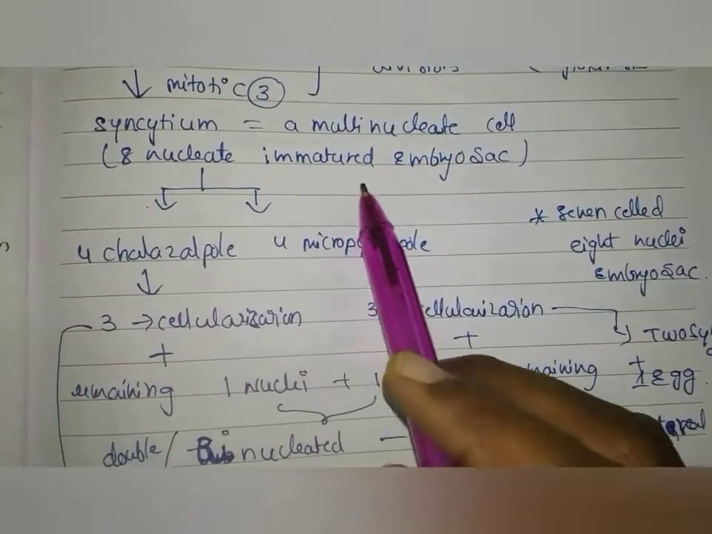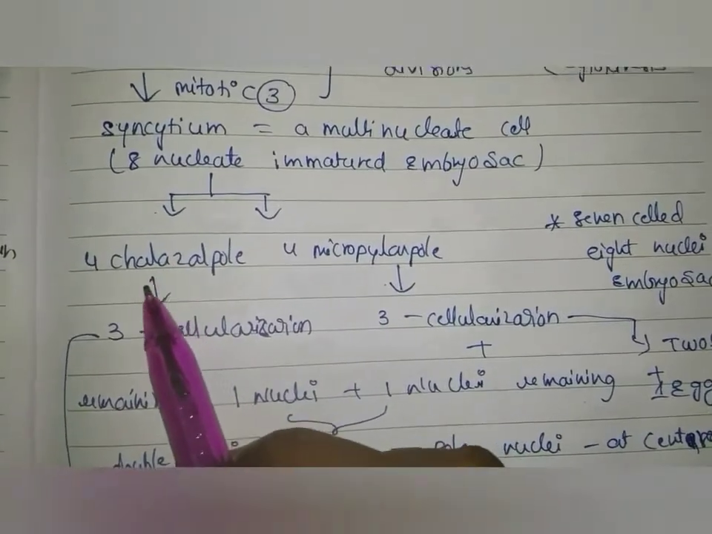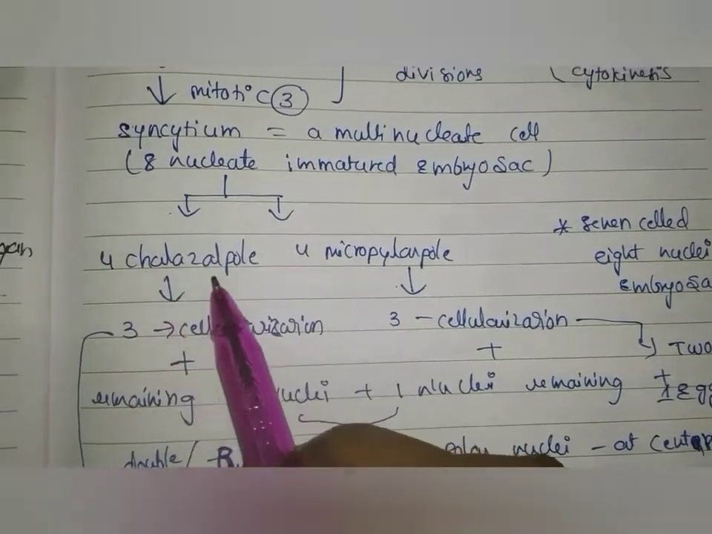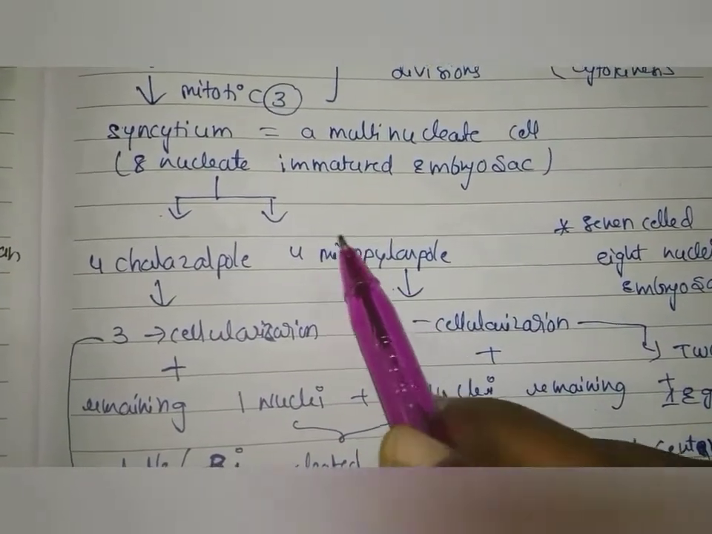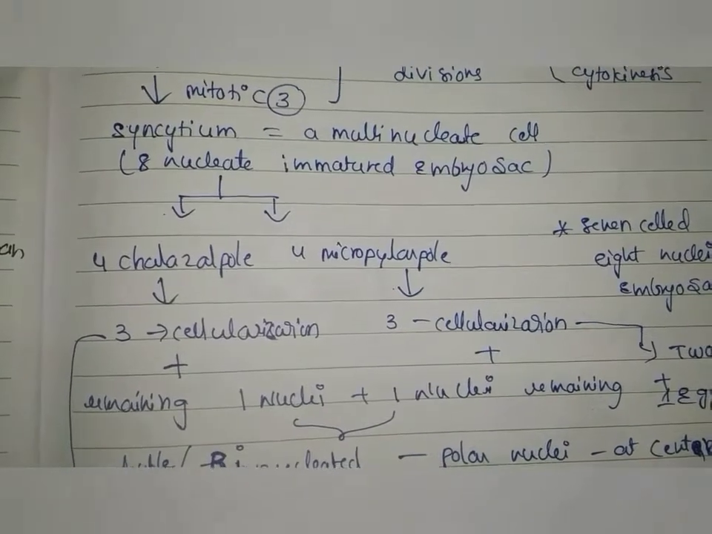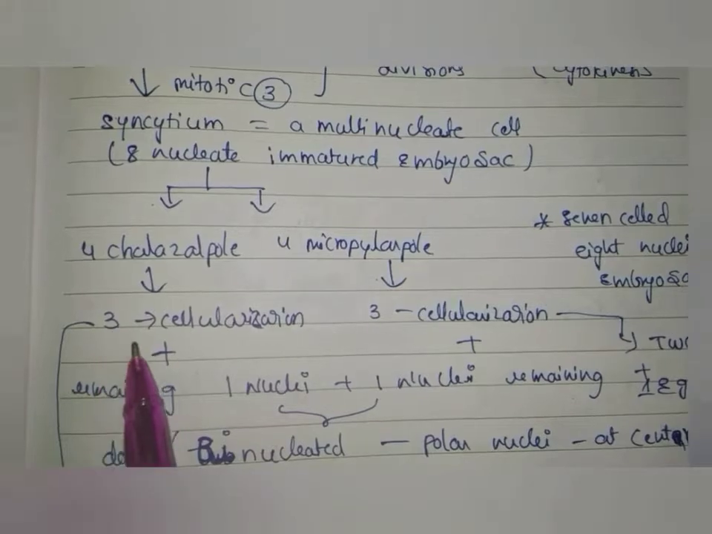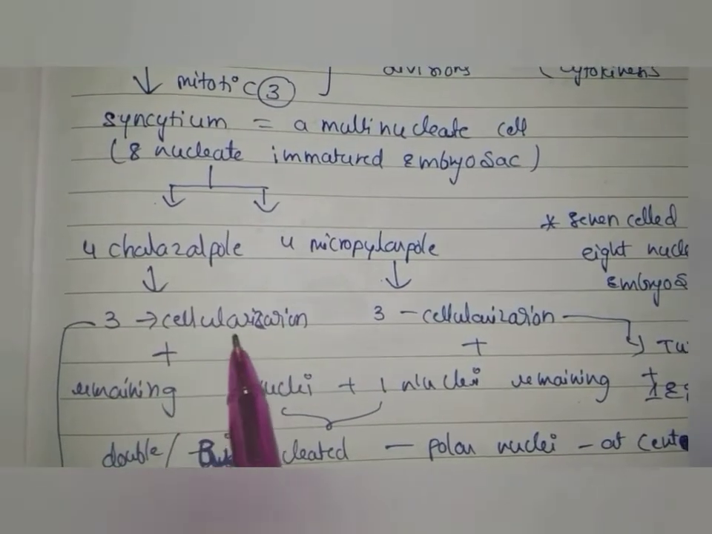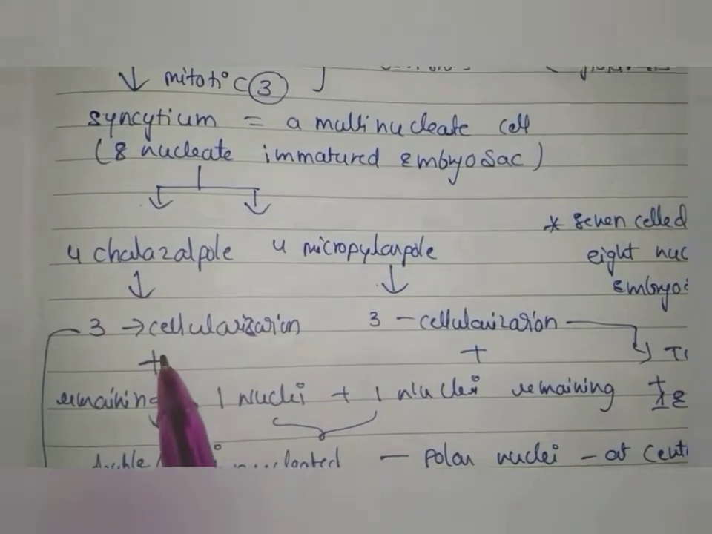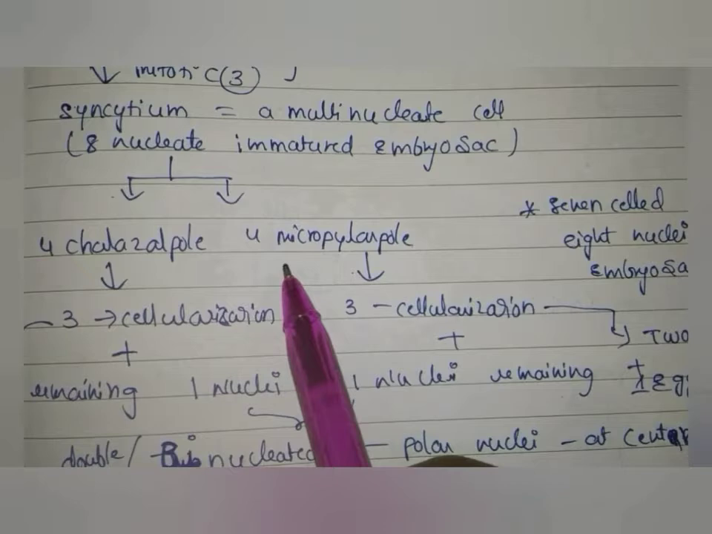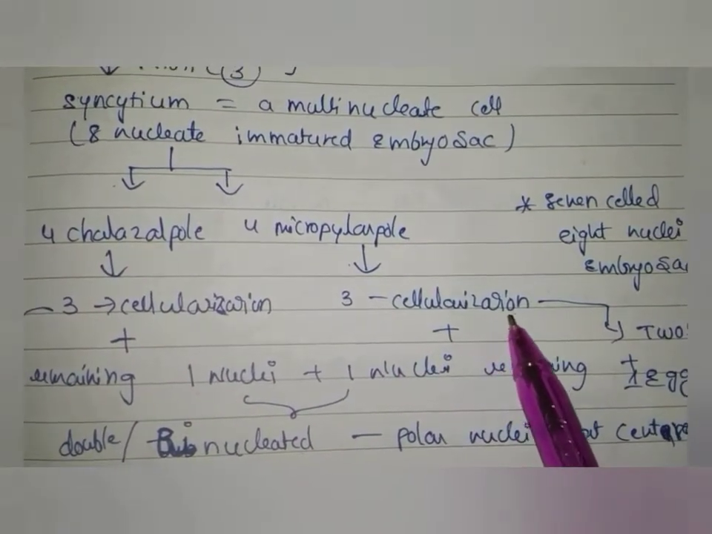In this way we form the eight-nucleated immature embryo sac. Out of these eight nuclei, four go to the chalazal side of the embryo sac and four go towards the micropylar side. Out of these four chalazal nuclei, three undergo a process called cellularization. That is, three nuclei are formed as cells, and in the micropylar side also three nuclei undergo cellularization.